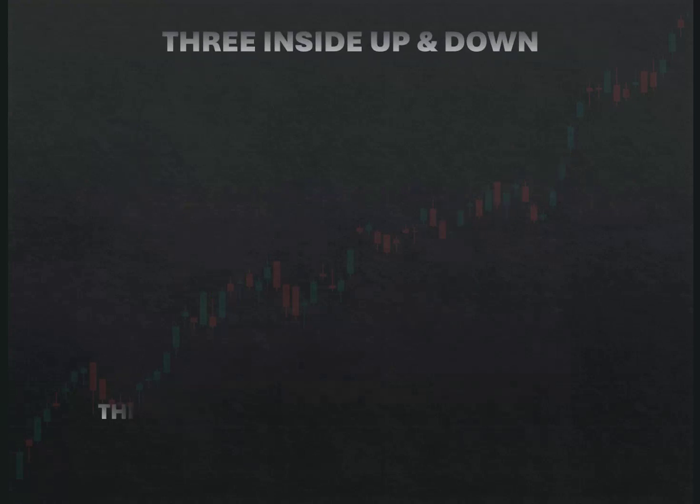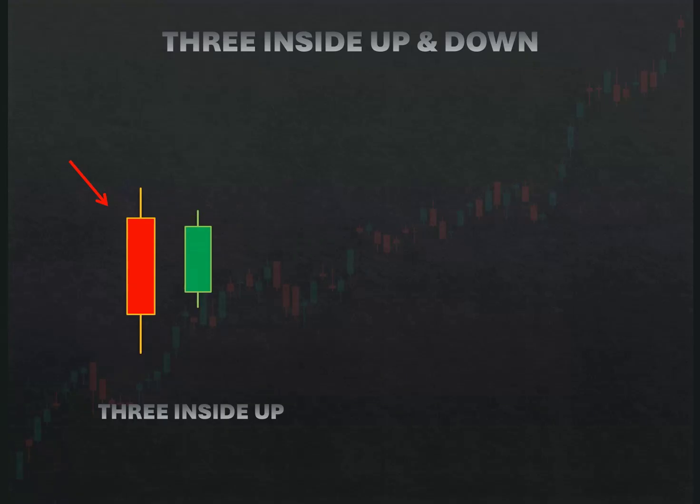3 inside up and down. The 3 inside up is a bullish reversal pattern that appears at the end of a downtrend and signals a shift in control from sellers to buyers. Here the first candle is a strong red candle. The second one is a green candle within the range of the first candle. Then comes a large green candle that closes above the high of the first red candle.